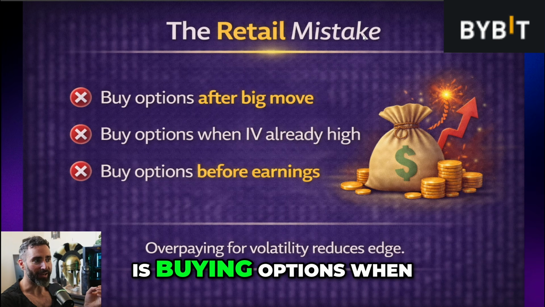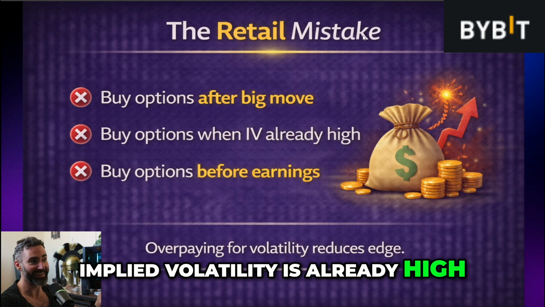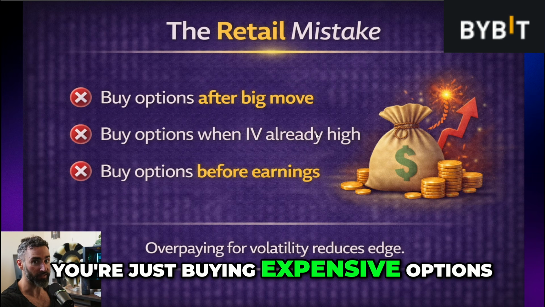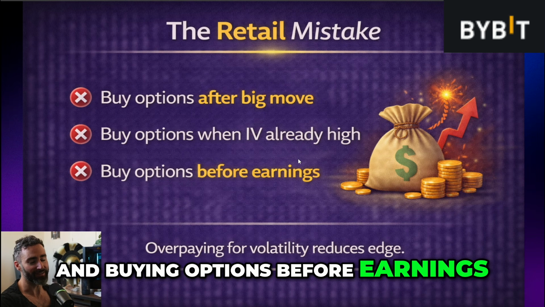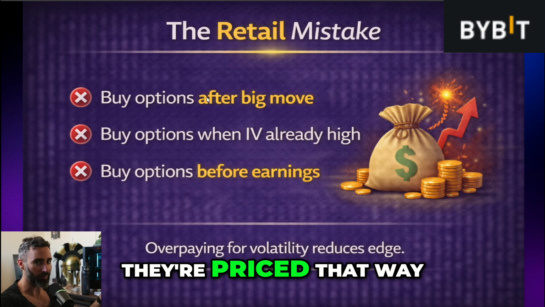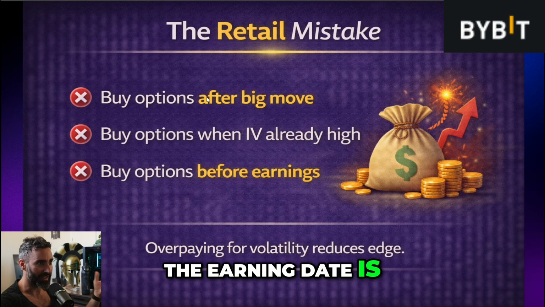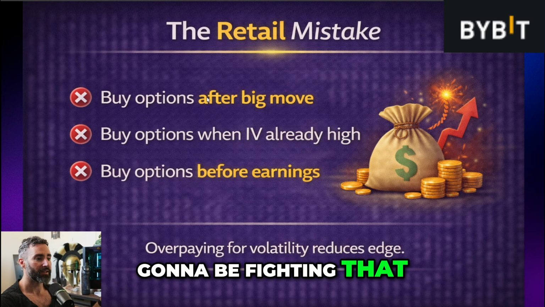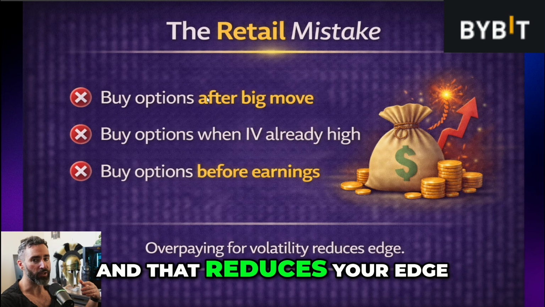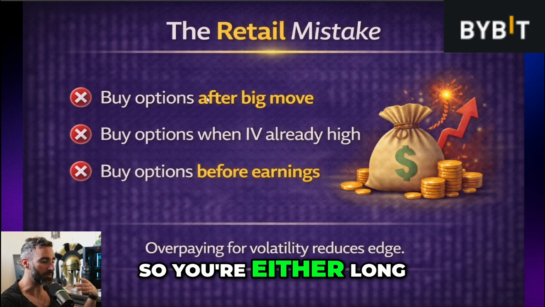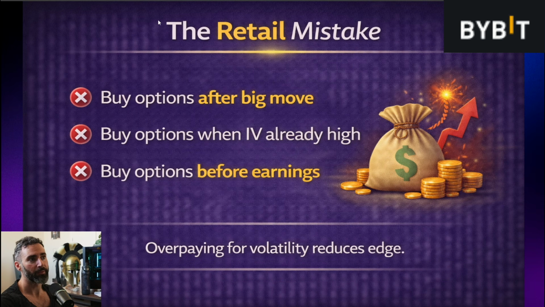The next big one is buying options when implied volatility is already high. If you buy options after a big move, you can only expect it to collapse. If you buy options when they're already at a high, you're just buying expensive options. And buying options before earnings combines all of these together. You're trying for the news event. They're already high because they're priced that way because everyone knows when the earnings date is, and volatility will collapse after that point. So you are absolutely going to be fighting that. You are effectively overpaying for volatility, and that reduces your edge. When you're paying for volatility, you are effectively buying premium. So you're either long a call, long a put, or long both.